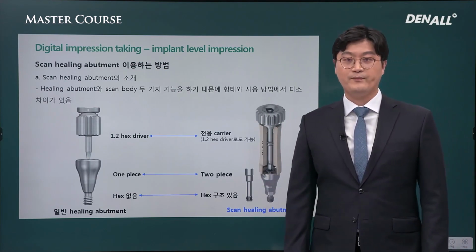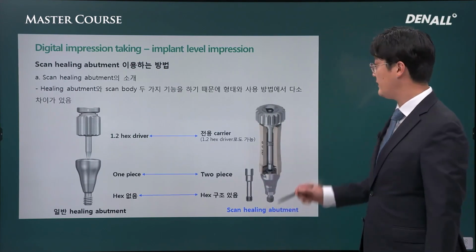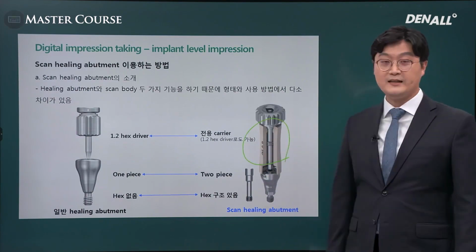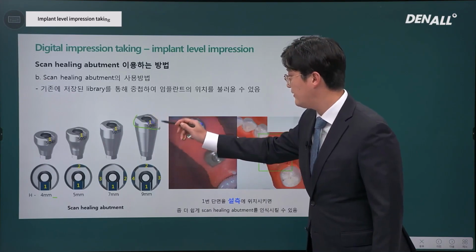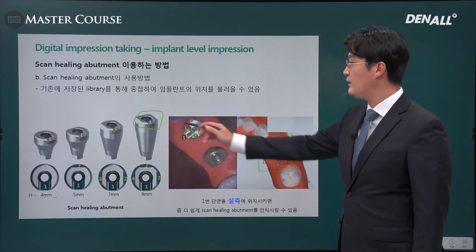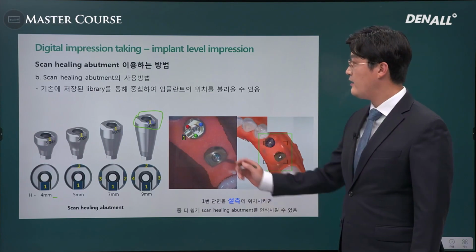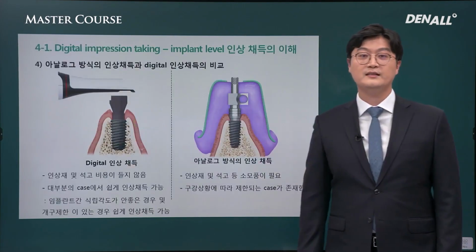Unlike general healing abutments, scan healing abutments require a carrier like this. Different scan healing abutments have different shapes. Merging will be made based on just this part. So a healing abutment needs to be chosen with only this part exposed above the gum.